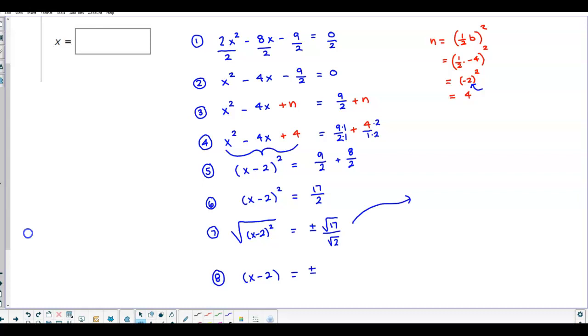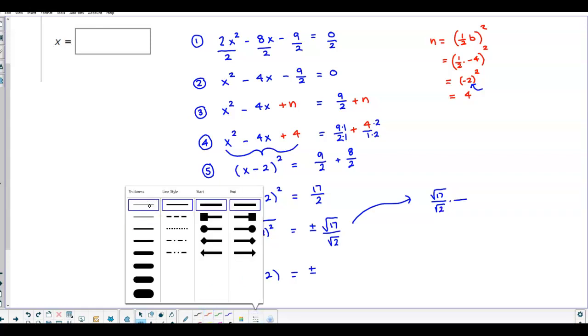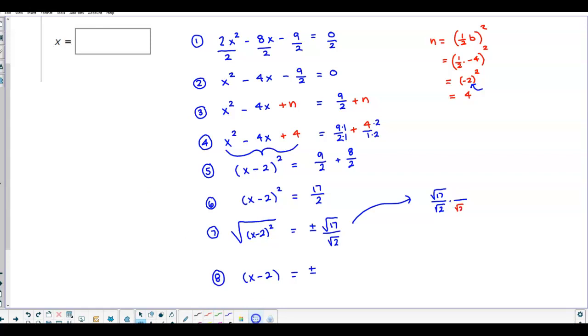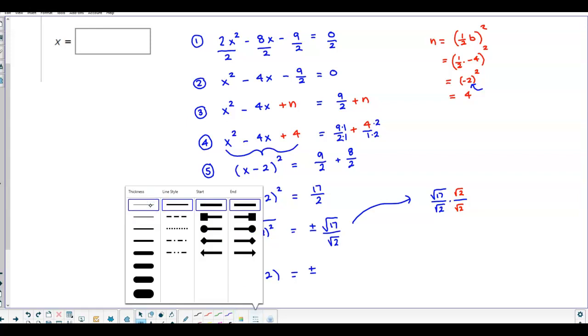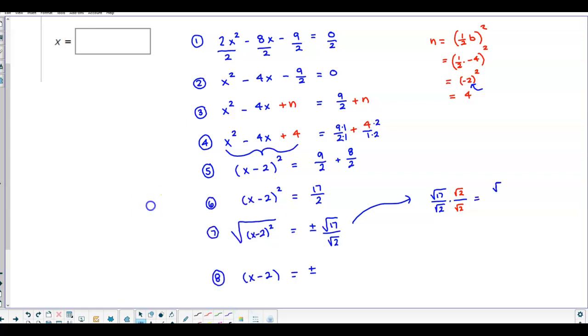Now we want to make sure that we rationalize the denominator. So if we go back a few sections, in order to rationalize the denominator, we do not want to leave the denominator with the square root symbol. So that means we're going to have to multiply both the numerator and denominator by the square root of 2. So that's going to give us the square root of 34, because 17 times 2 is 34. And the square root of 2 times the square root of 2 is going to give us 2. So now this becomes plus or minus the square root of 34 over 2.